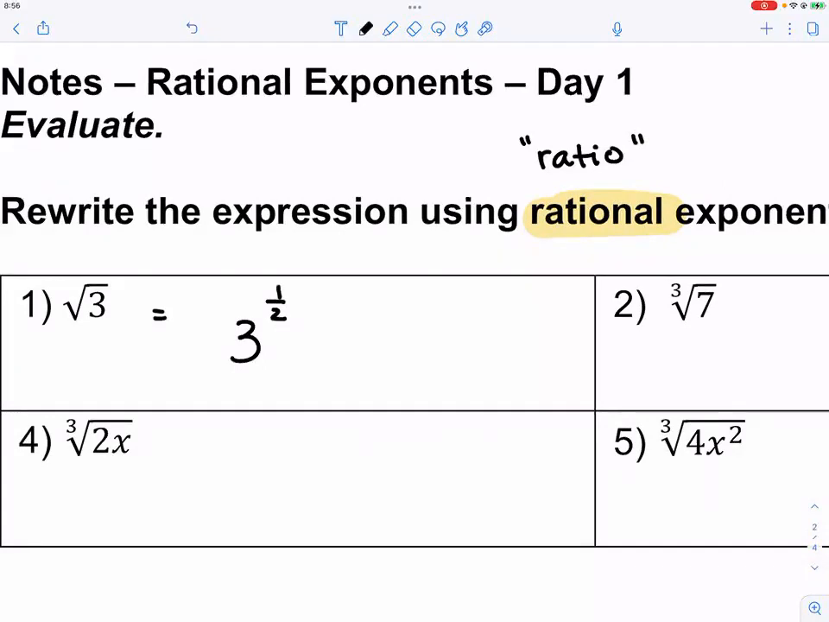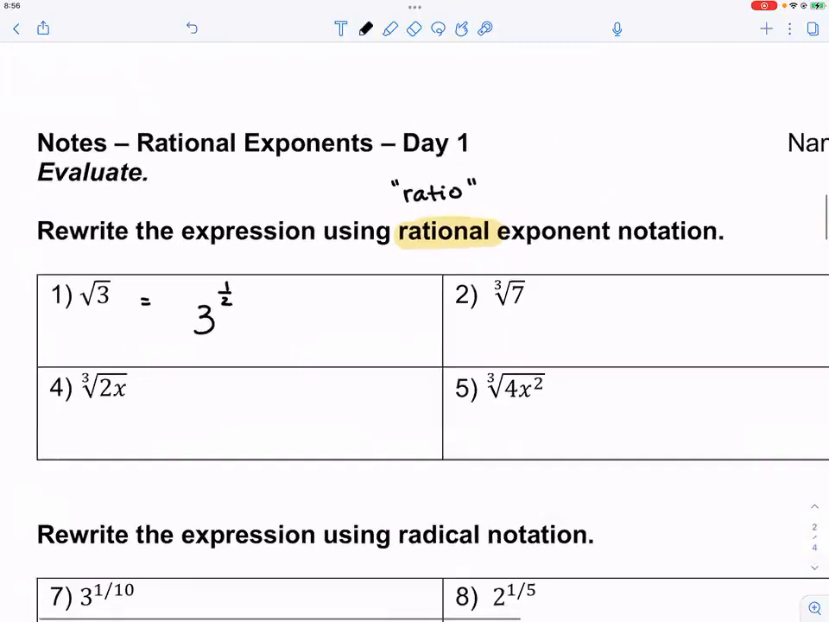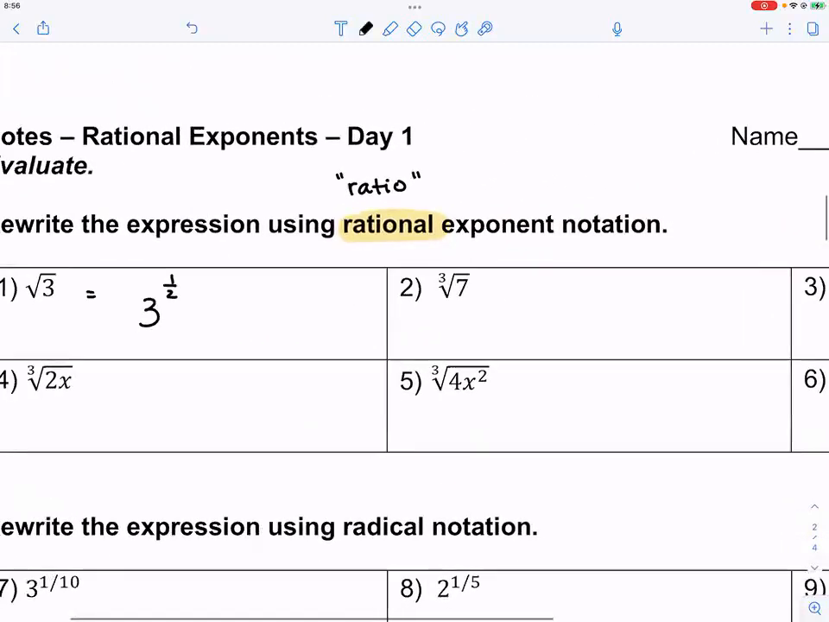1/2. Okay. Can you try number 2 yourself? Cube root of 7. What is it? It is 7 to the... Okay, what's the power? Cube root of 7. It will be 7 to the 1/3 power. Okay.